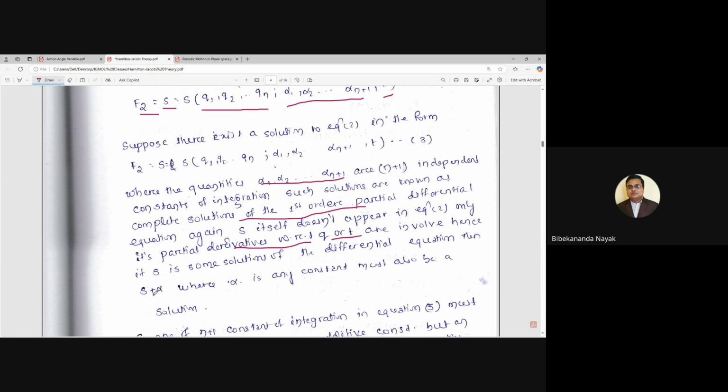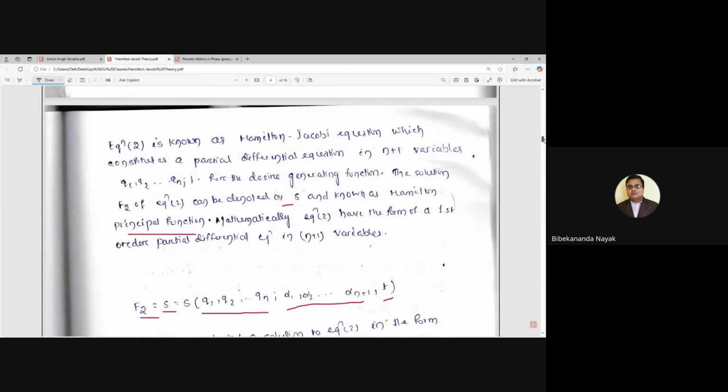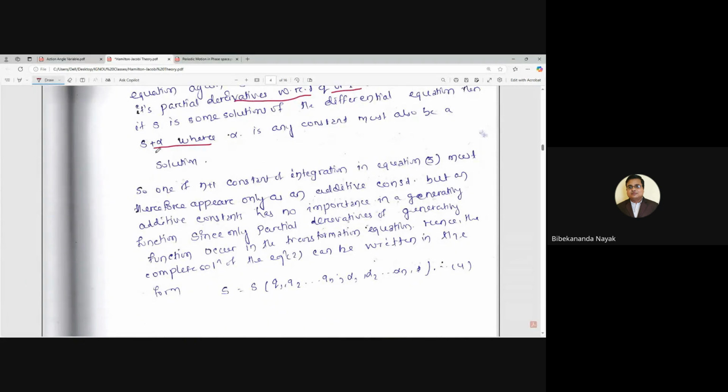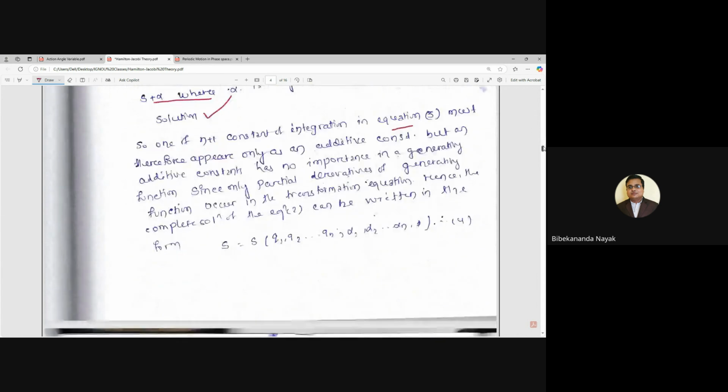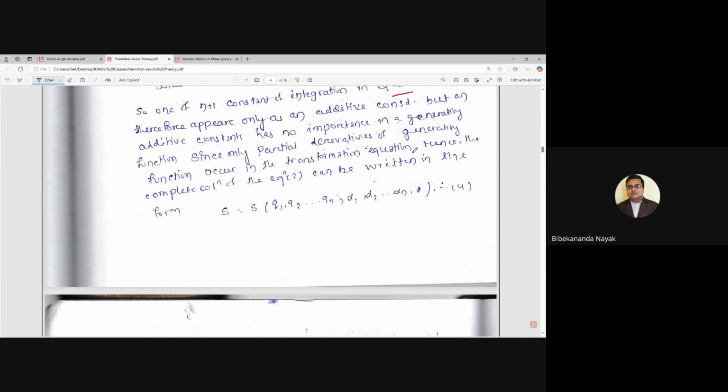Then S plus alpha, where alpha is any constant, must also be a solution. If S is a solution of this equation and you add a constant alpha, then because the derivative del f by del t of a constant is 0, it is also a solution. So one of the n plus 1 constants of integration in equation 3 must appear only as the additive constant. Among the n plus 1 constants, one is an additive constant, so there are only n constants, n alphas.